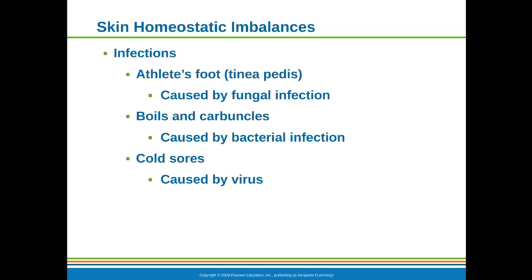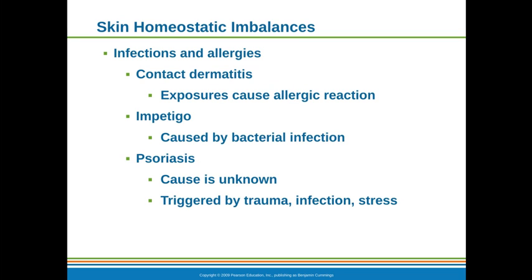Okay, so boils and carbuncles. If you get one of these big bumps where it swells up and is dome shaped, that's going to be a boil or a carbuncle. Those are caused by a bacterial infection. And cold sores, which can form around the lips, are caused by a virus. Contact dermatitis is when you touch something that you have an allergic reaction to, like poison ivy, poison oak, something like that. Cats, dogs. If you have those allergies, that's considered contact dermatitis.